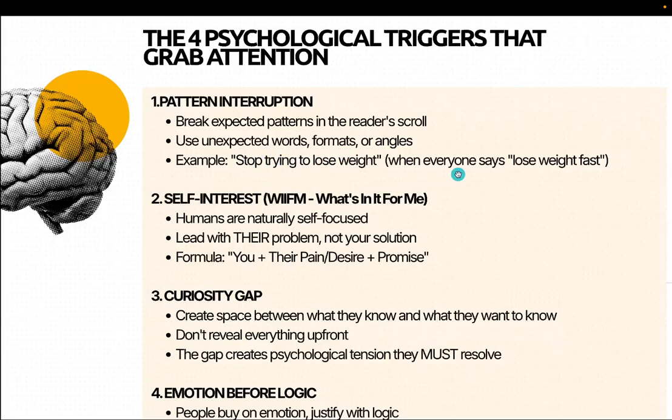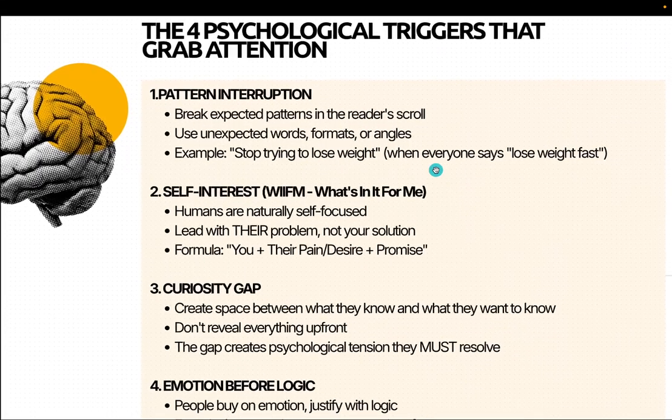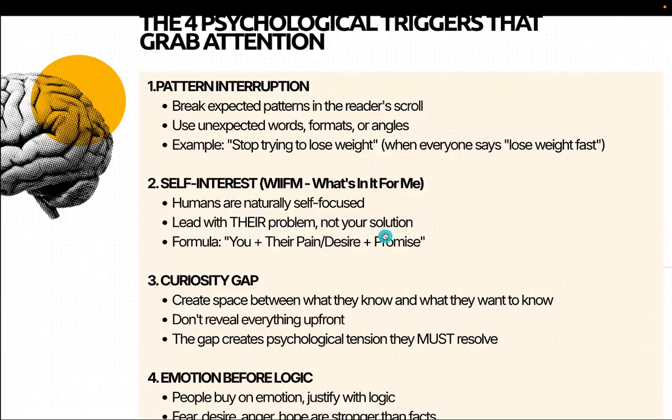So the hook is more like the first line of your content. So, stop trying to lose weight. You get it? Good. So when you say stop trying to lose weight, definitely if there are people who are trying to build their body such that they are going to lose weight, they are definitely going to stop the scroll and read your content. You get it? So use unexpected words, formats, or angles. That's pattern interruption.